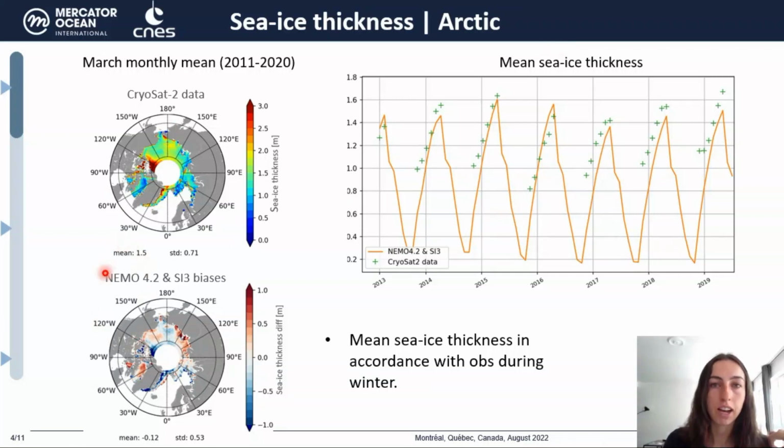On this side of the slide, these are maps of the March monthly mean. It shows that at the end of winter, there are regional biases. The ice is too thin in the north of Canada and Greenland, and too thick in the East Siberian seas compared to the observations. The biases actually compensate each other so that the mean sea ice thickness is in good agreement with the observation, as previously seen on this figure.